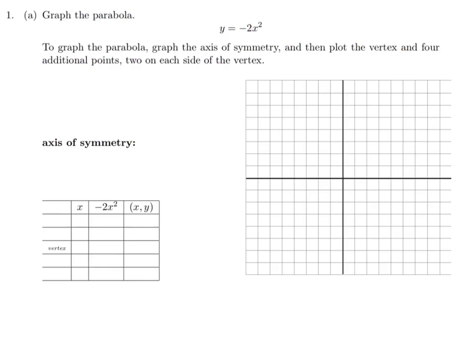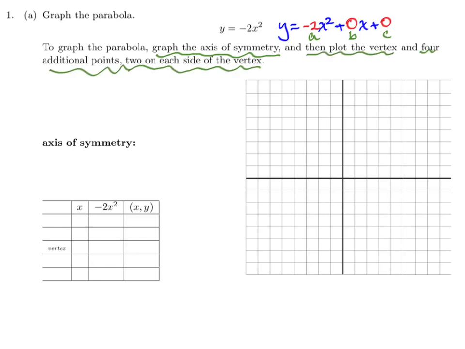So let's look at the first problem, part A of number 1. It says graph the parabola y equals negative 2 times x squared. This is in fact standard form. It can be written as y equals negative 2x squared plus 0x plus 0. So a is negative 2, b is 0, and c is 0. It tells us to first graph the axis of symmetry, and then to plot the vertex, and then to get 4 more points, 2 on either side of the vertex.